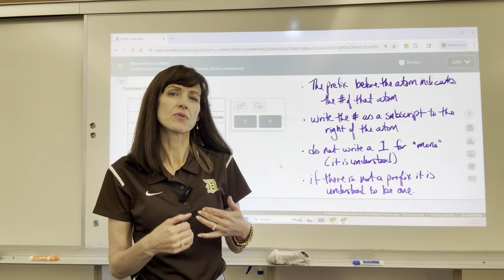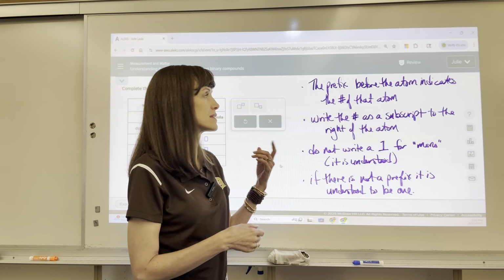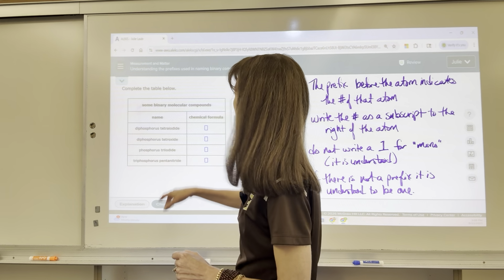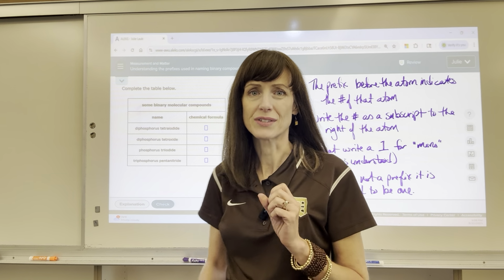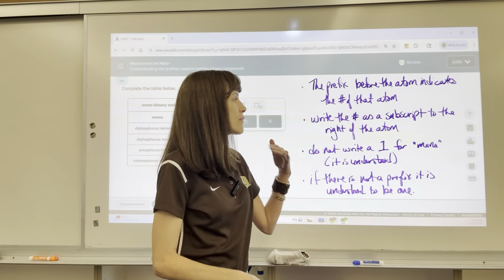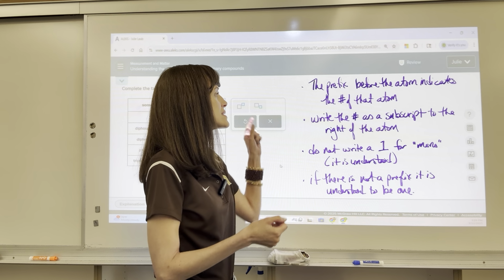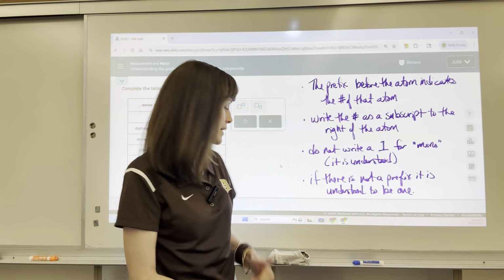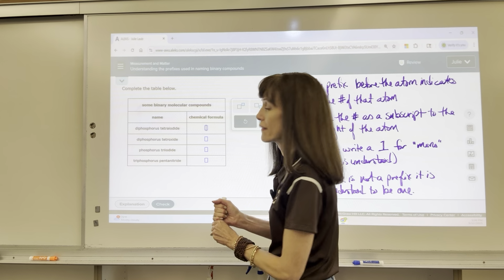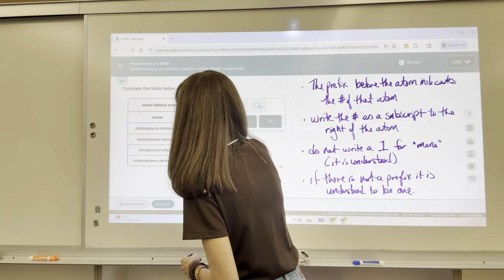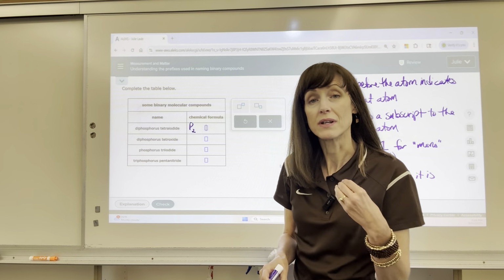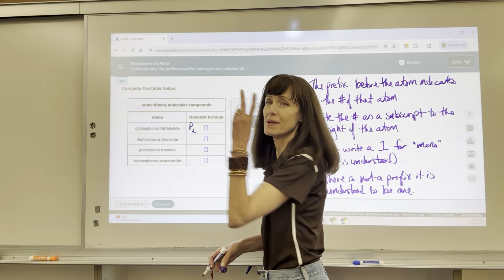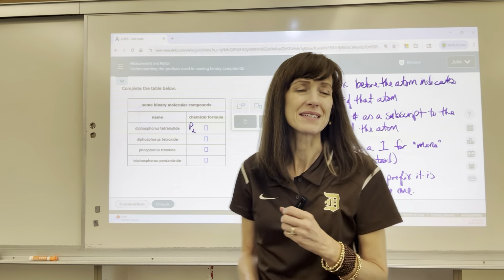First, the prefix before the atom indicates the number of that atom. For example, this is diphosphorus. That tells you and I there are 2 phosphorus atoms. Next, write the number as a subscript to the right of the atom. Let me show you right here on the diphosphorus. You do P, and then the subscript is going to be a 2. That tells you and I, in symbolic form, there are 2 atoms of phosphorus.